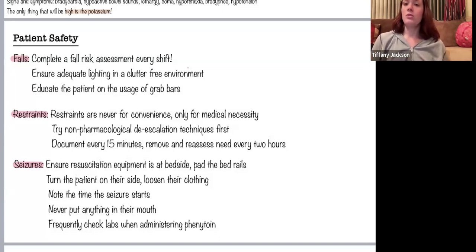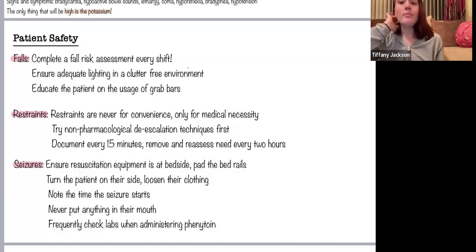We also want to educate the patient on the use of grab bars. When we talk about mobility, we'll also go through things such as crutches, walkers, canes, etc. Restraints are a big topic. Restraints should never be used for convenience, only for medical necessity, meaning the patient is trying to rip out their NG tube, they're trying to rip out their IV, that they are going to potentially harm themselves.